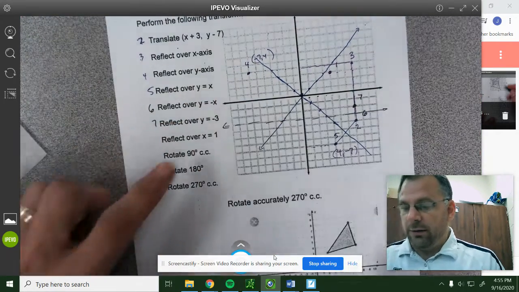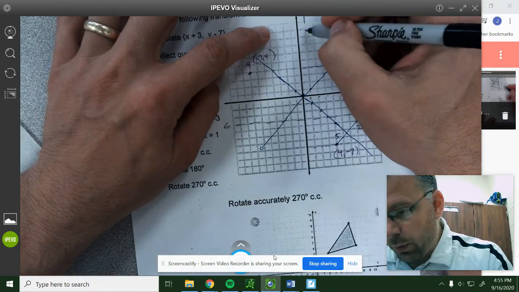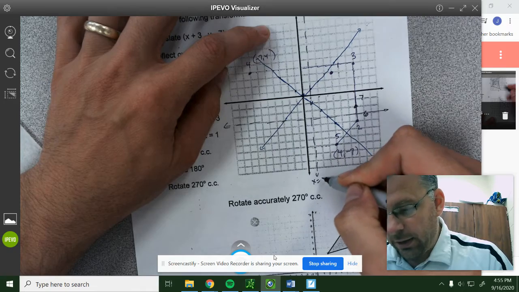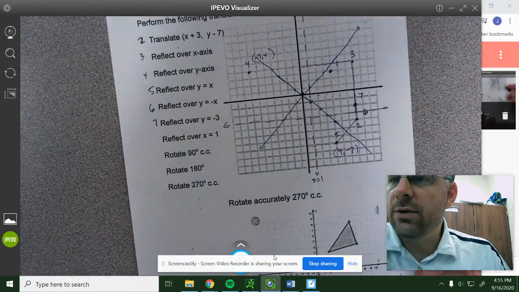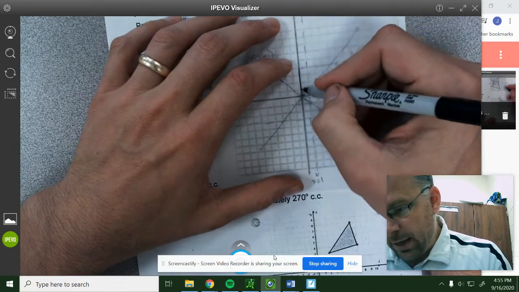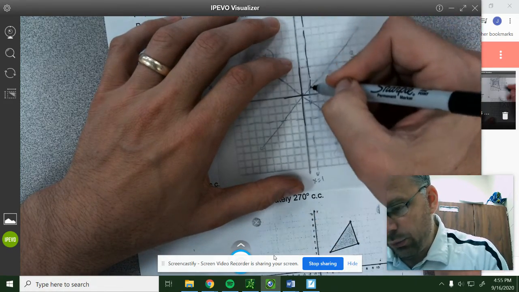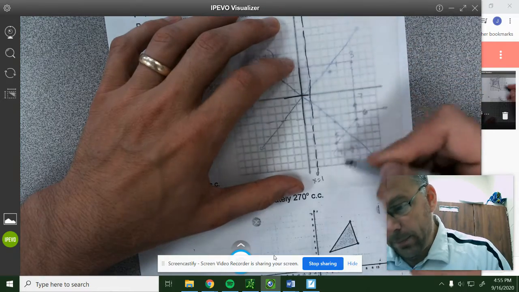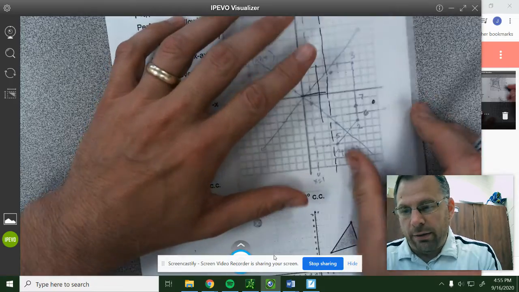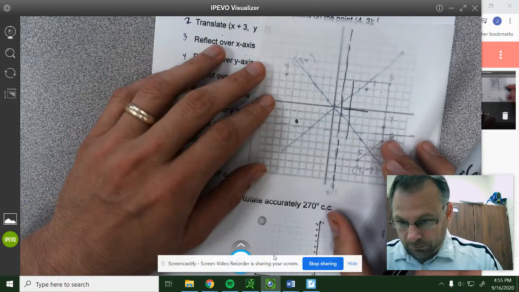Okay? Reflecting over the line x equals 1. Well, here's where x is 1. It's right here, straight up and down. This is the line x equals 1. I'm going to get some new tracing paper here. So here's my axis that I line up. Here's the line x equals 1. And here's my point. So if I reflect it, I'm going to spin it around this line, x equals 1.